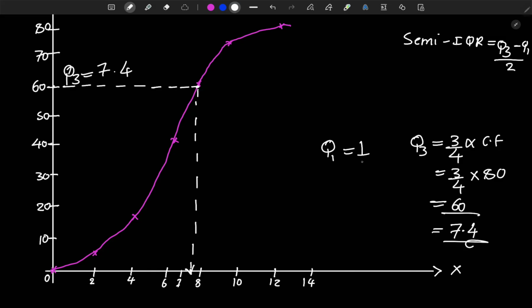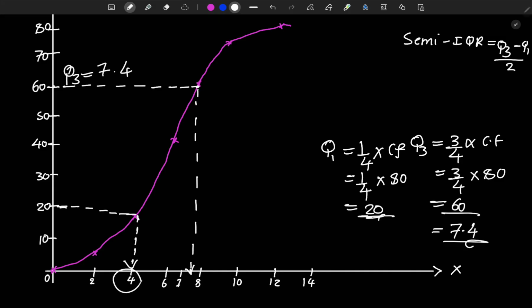Quartile 1 is 1 over 4 times the cumulative frequency, which is still 80. So this will give us 20. So you go to the y-axis where 20 is, and you do the same. So you can see that I'm getting 4. So my final answer is 4. So I'll say Q1 is equal to 4.